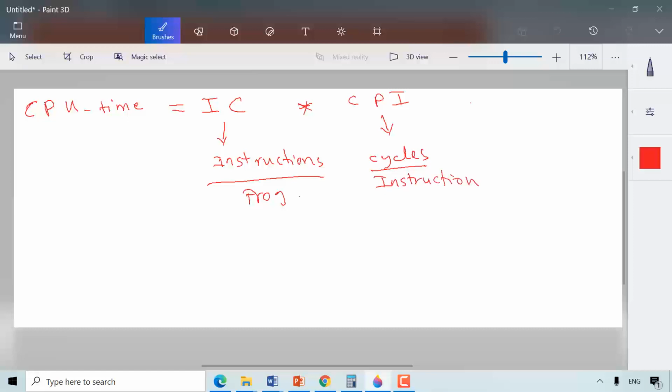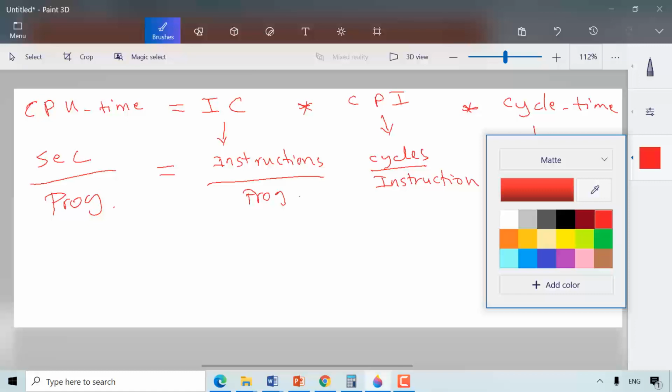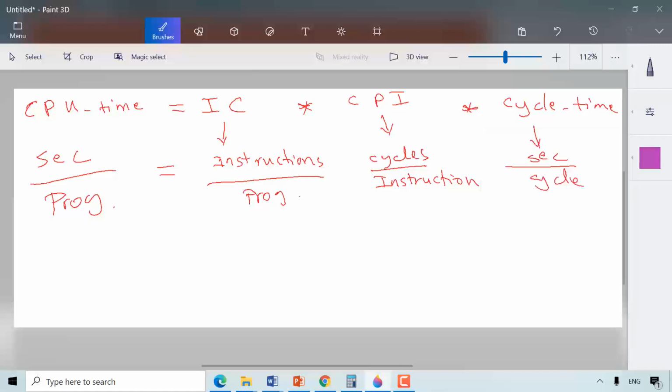Okay, times what? Times the cycle time, which is what? Which is seconds per cycle. These are the units. Now, what am I trying to measure here? I'm trying to measure the CPU time, which is how many seconds my program requires. Now watch how the units will cancel very nicely. Notice how the instructions cancel the instructions, cycles cancel the cycles, and then I am left with what? Seconds per program, which is what I am measuring, the CPU time. Okay? So this is one thing.